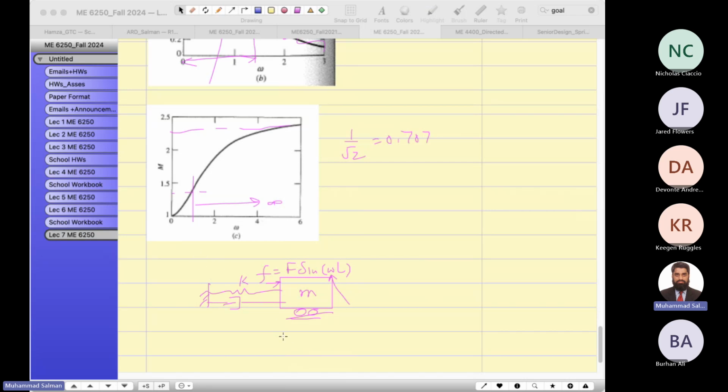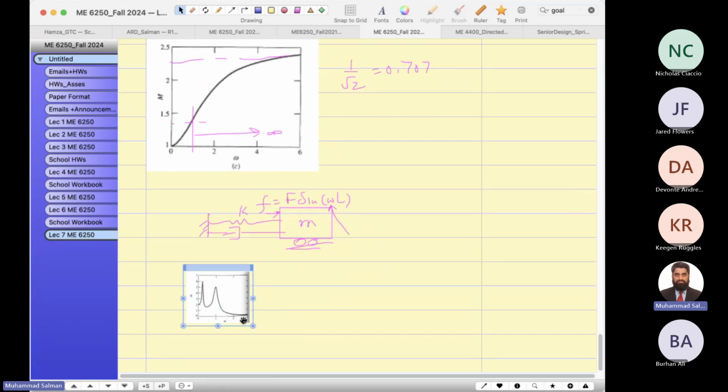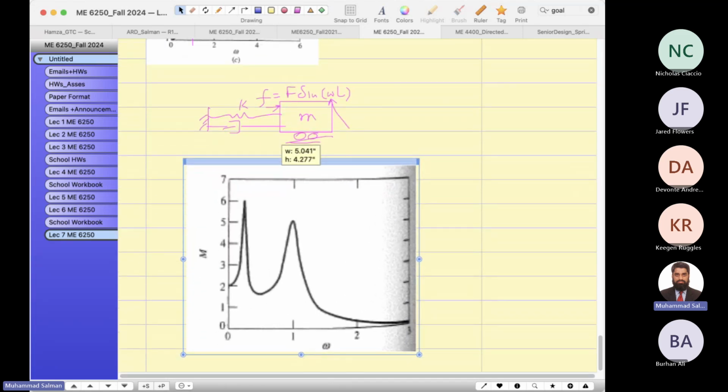Let's see one more case. You can tell your professor, in this case, is it a high pass filter, low pass filter, single band pass filter, or a double band pass filter? What do you suggest, your professor, looking at the figure?